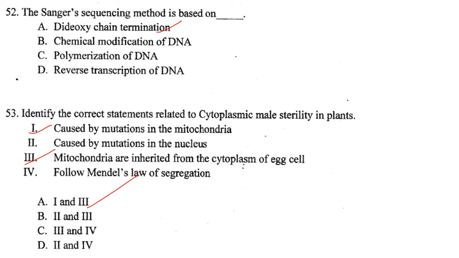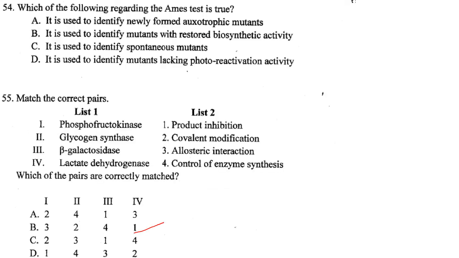Mitochondria are inherited from the cytoplasm of egg cell. That is also correct. Then follow Mendel's law of segregation. No, they are actually maternal inheritance. So 1 and 3 are correct. Answer is option 1. Which of the following regarding Ames test is true?